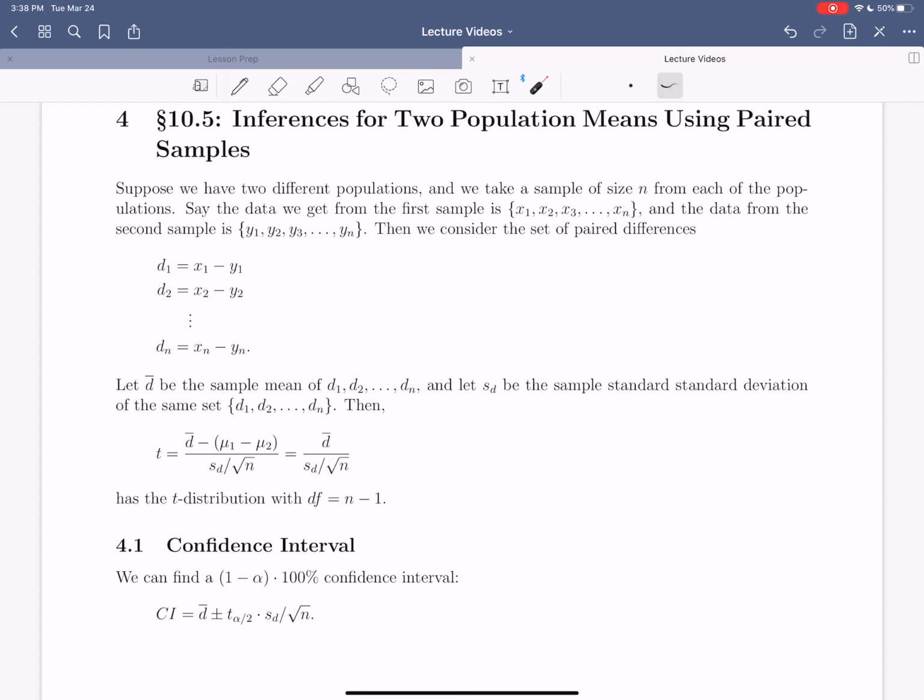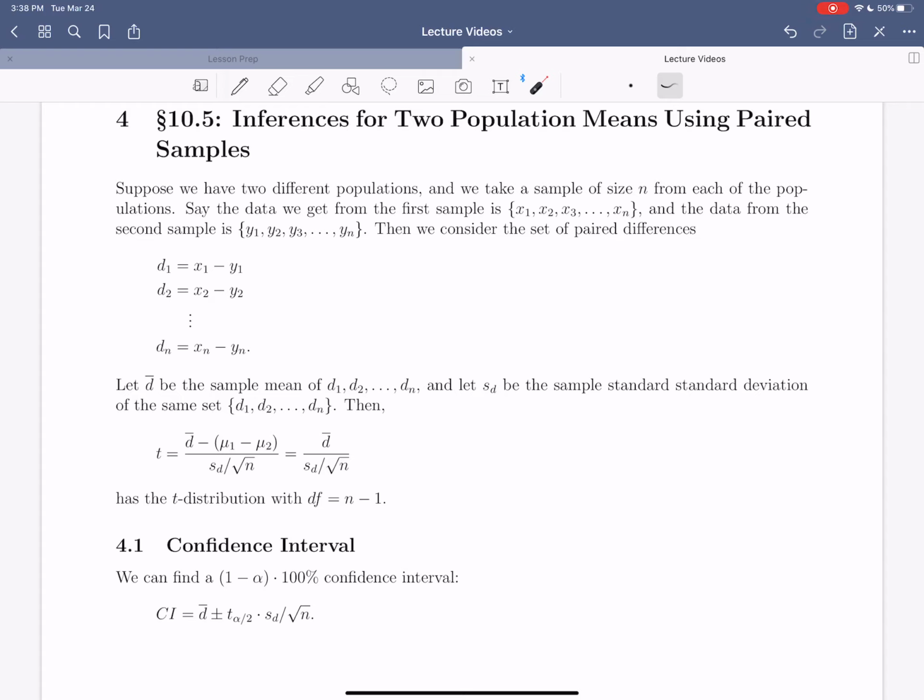And what you're going to do is look at the paired differences of the two samples. So that means you're going to look at x1 minus y1, x2 minus y2, all the way down to xn minus yn, and you're going to record what those differences are, d1, d2 to dn. So these d sub i are the differences. And then you study this variable. You treat d1, d2 all the way to dn as your new sample. Okay, so that's the idea.